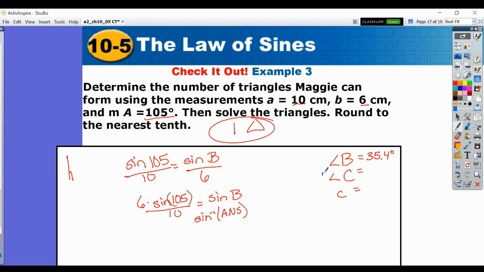Now in order to find angle C, you just subtract from 180. So 180 minus 35.4 minus 105 is 39.6 degrees. Now that I know that, I like to just add it to my already written proportion so I don't have to rewrite. Sine of 39.6 over C. Ignore the middle one and go out here, cross multiply and divide. So sine of 39.6 times 10 divided by sine of 105. Side C is 6.6. You can draw them if you want to, but you don't have to. All right, that one only had one triangle, so we are done.